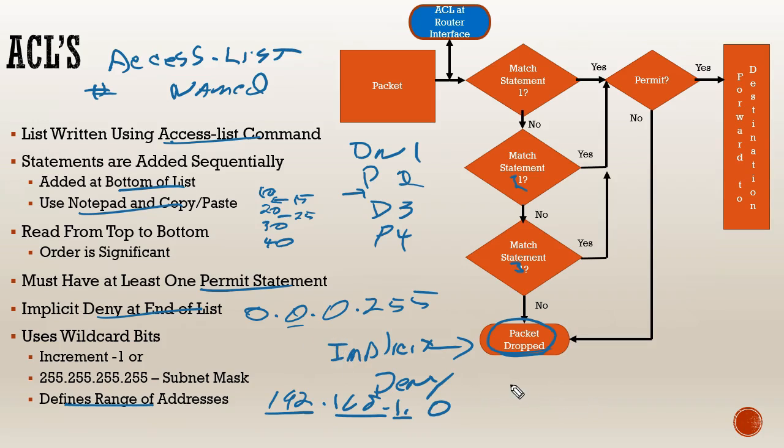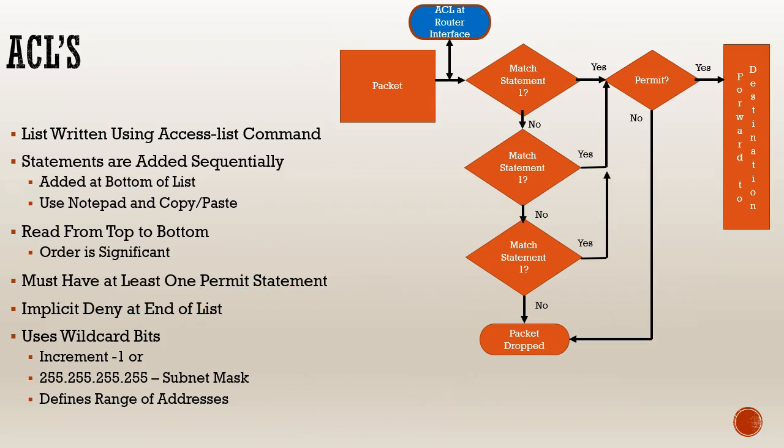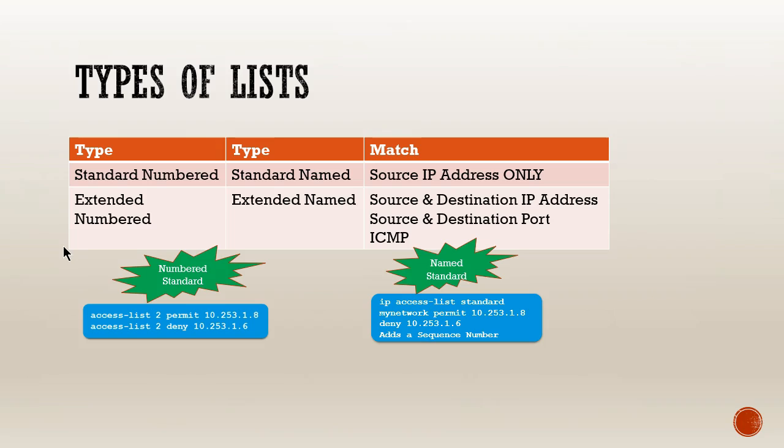If we want to permit or deny an individual host, we can either use 0.0.0.0 as a wildcard mask or use the host modifier. We just say permit host 192.168.1.3, or we can permit 192.168.1.3 0.0.0.0. It just seems simpler to write the word host instead of the entire wildcard mask.